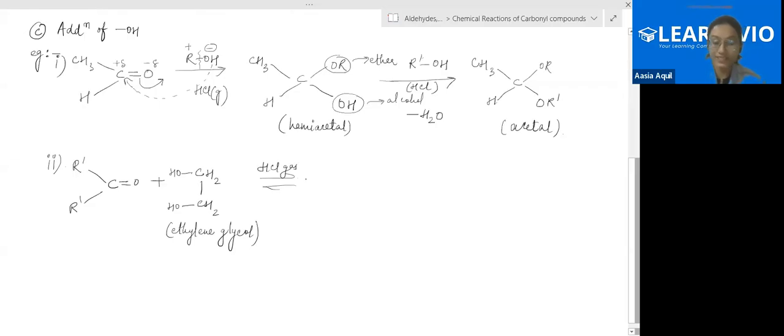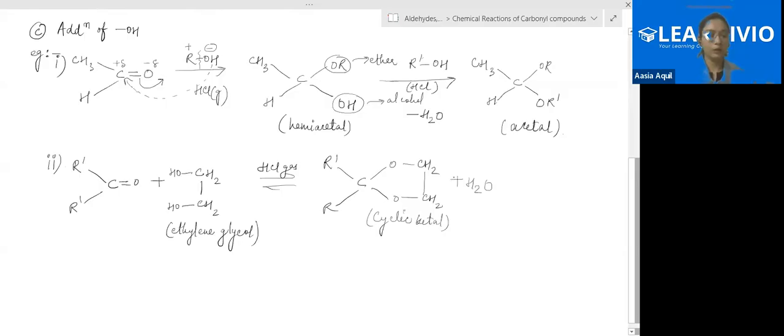what will happen? A cyclic ketal ring will be formed. From here, you can see, water will be lost and here the cyclic ketal structure forms. Here CH2, then again there is a bond. This is a cyclic ketal, and there is a loss of water. So that's how the reaction proceeds when you take ketone and when you take aldehyde.